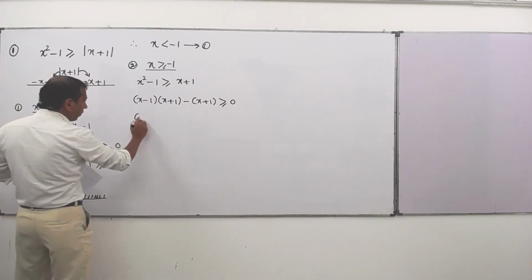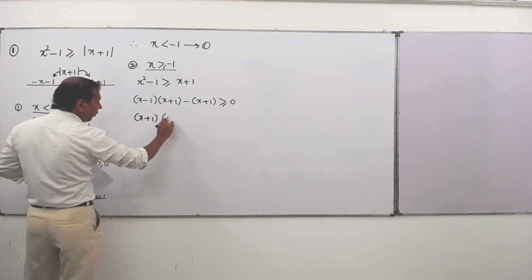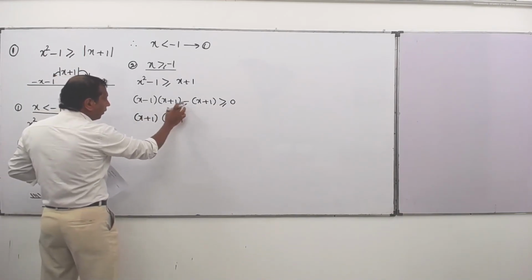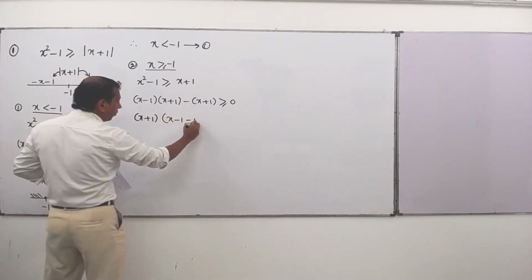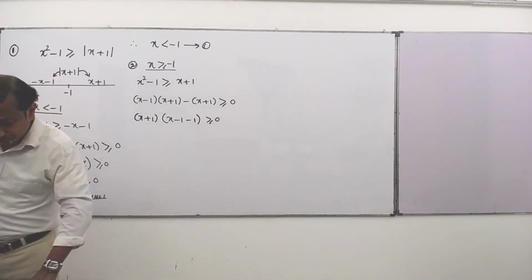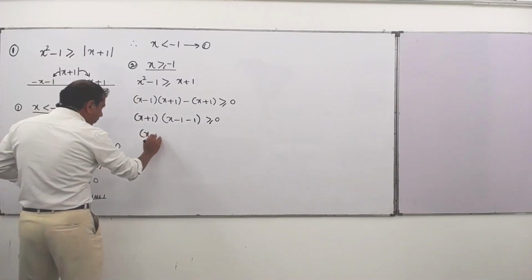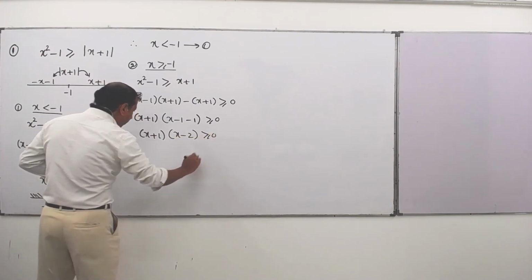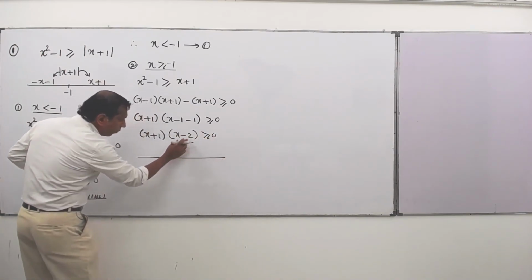Now, take x plus 1 out. Then what do you get here, people? We have x minus 1, right? Here. And once you take this out, x minus 1 here, minus 1, greater than or equal to 0 we get. Then there we get x plus 1 into x minus 2 greater than or equal to 0. Now, how to find the range for this? Equate this to 0.